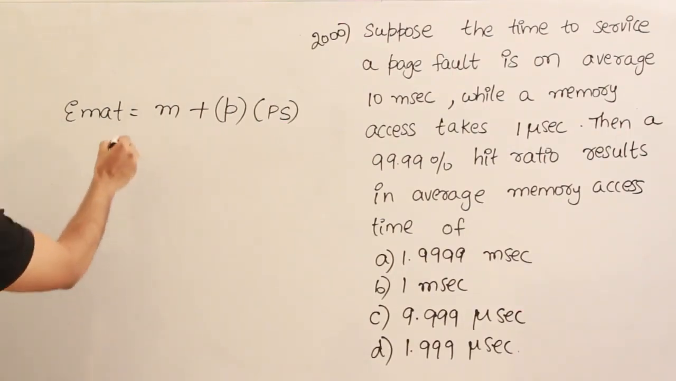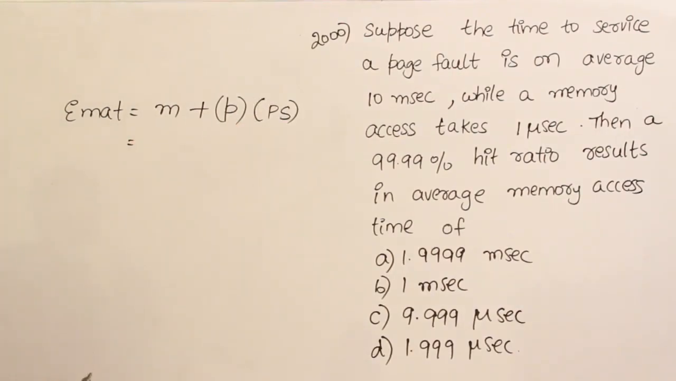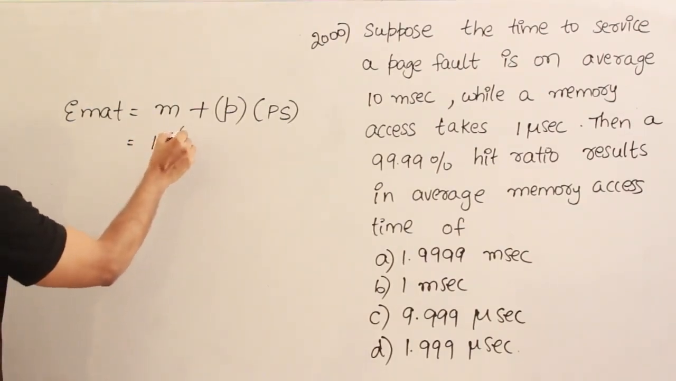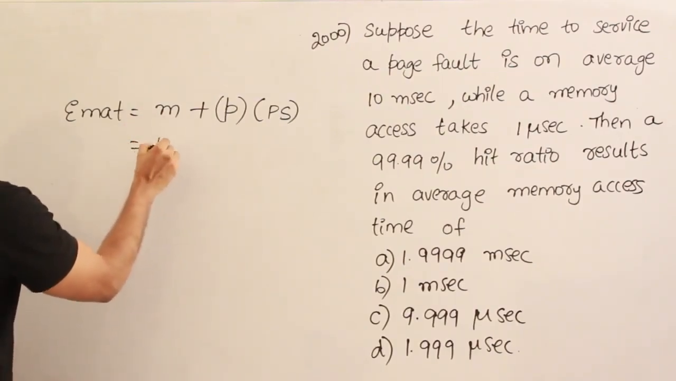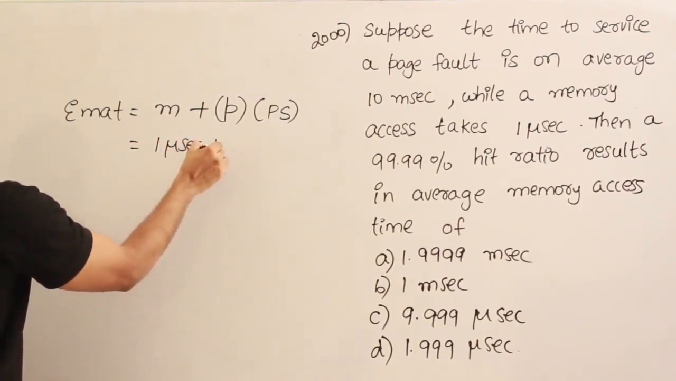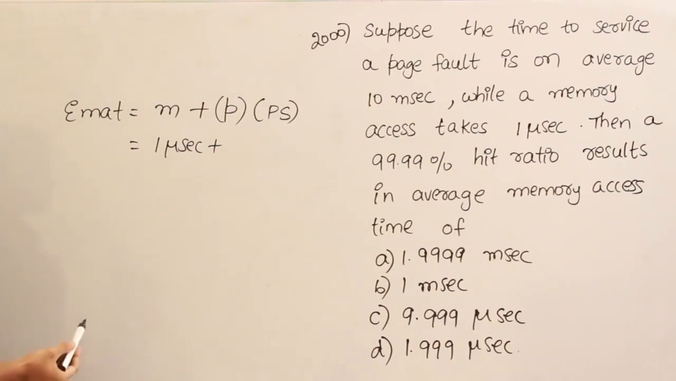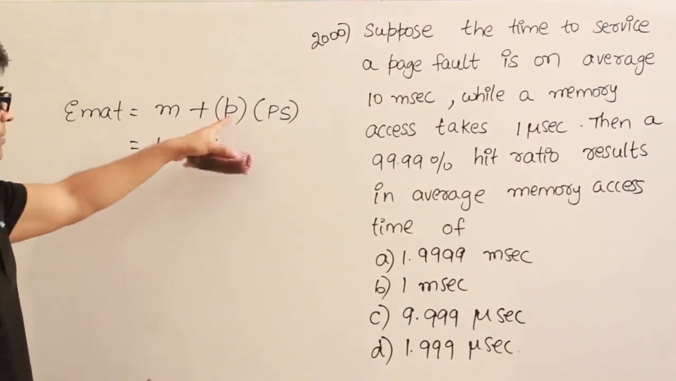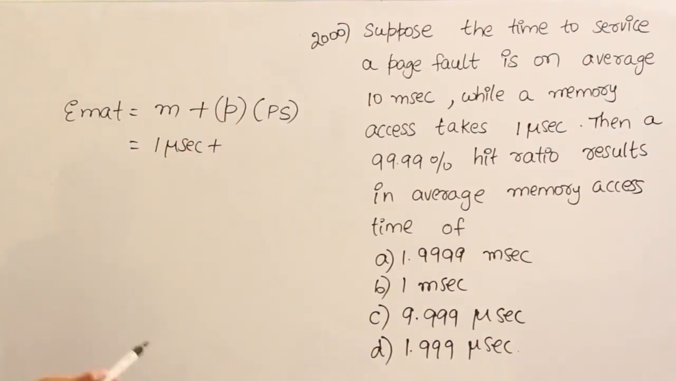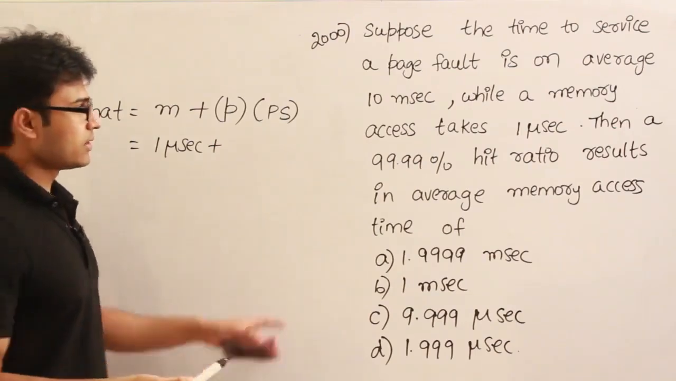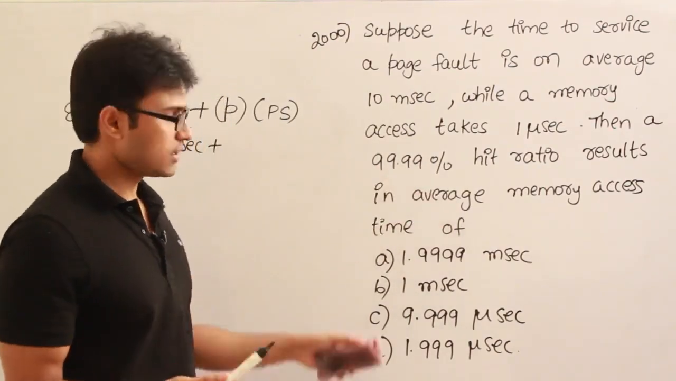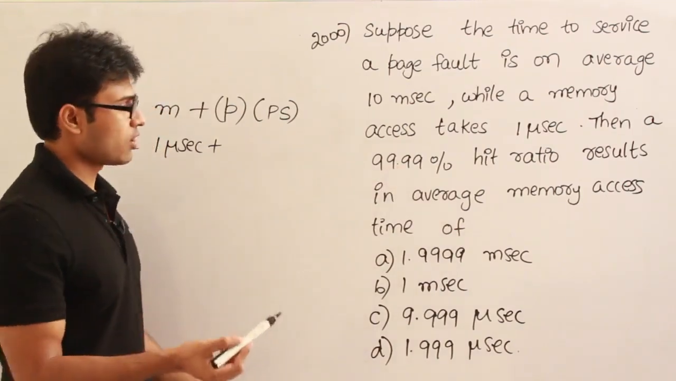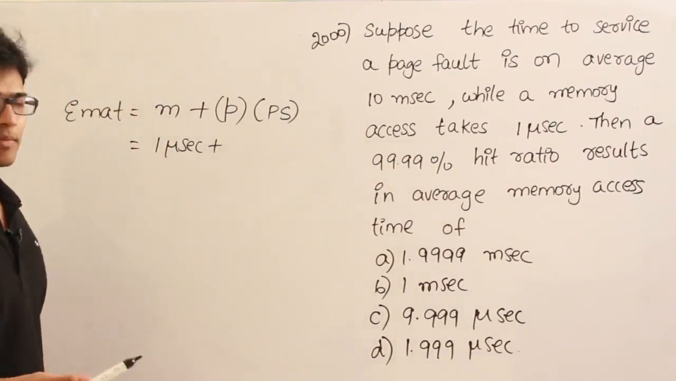And now what is the memory access time they have given? The memory access time is given as 1 microsecond. So 1 microsecond means 10 power minus 6, or you can leave it as 1 microsecond as it is. 1 microsecond, right, plus P. What is P here? In this formula, P is miss rate, right? But then here the probability given is hit rate. So if hit rate is 99.99%, then what will be miss rate? 0.01%, right?